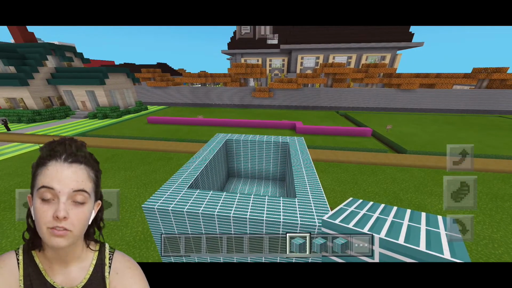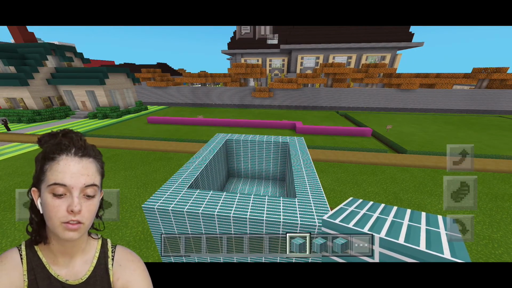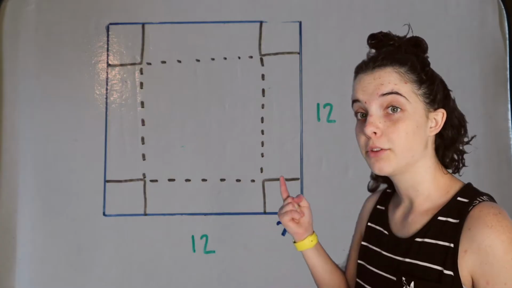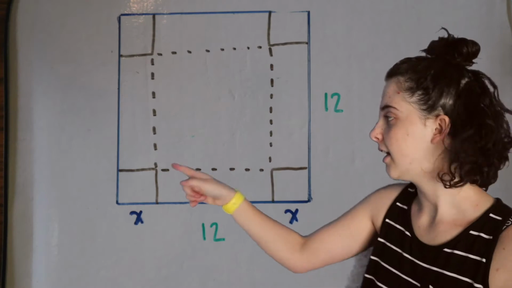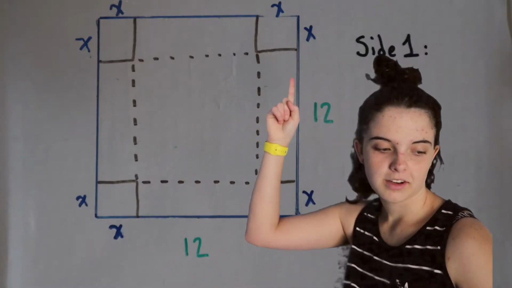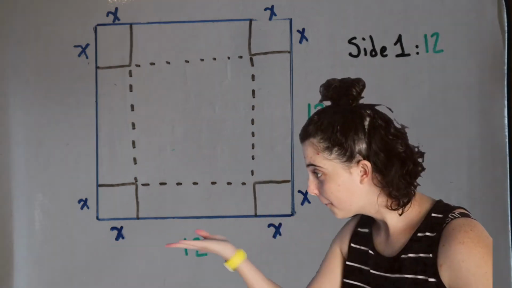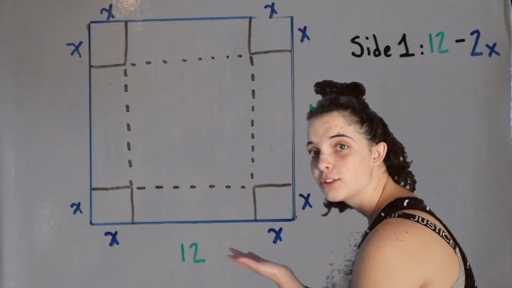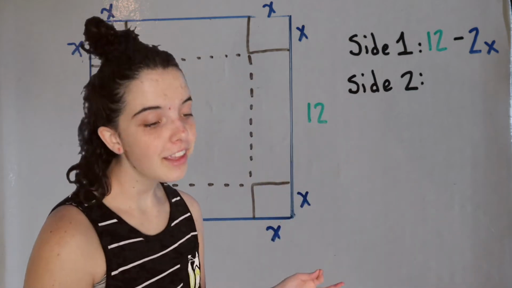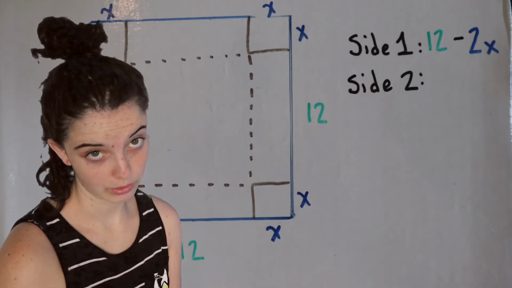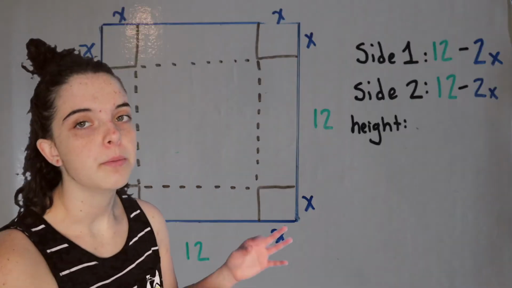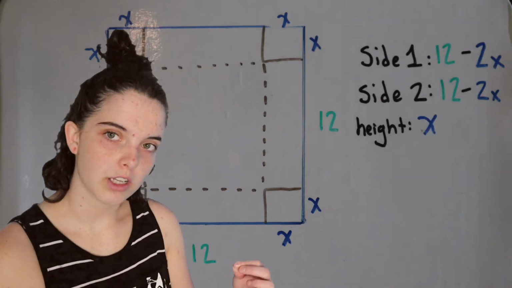Now we're going to find out what dimensions we can make the house to give it the maximum volume. In order to cut out the corners, this is X, and X, and X, and X. So side 1 is going to be 12 minus X minus X, so 12 minus 2X. Side 2 is the same thing because it's a square, we went over this, remember? So it's 12 minus 2X again. But then the height, as we determined before, is just X.